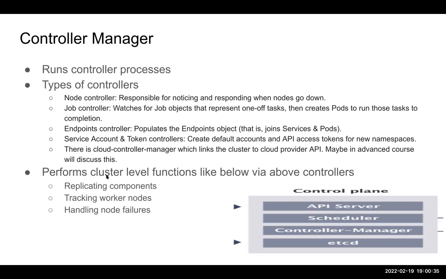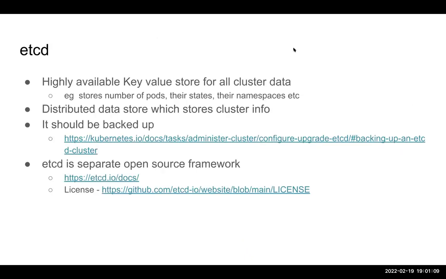The controller manager also performs cluster level functions like the following: replicating components, tracking worker nodes, handling node failures. When worker nodes go down or crash, this controller manager detects it and starts them again. If some components need to be replicated, for example, some components need to be highly available, then the controller manager is responsible for that.